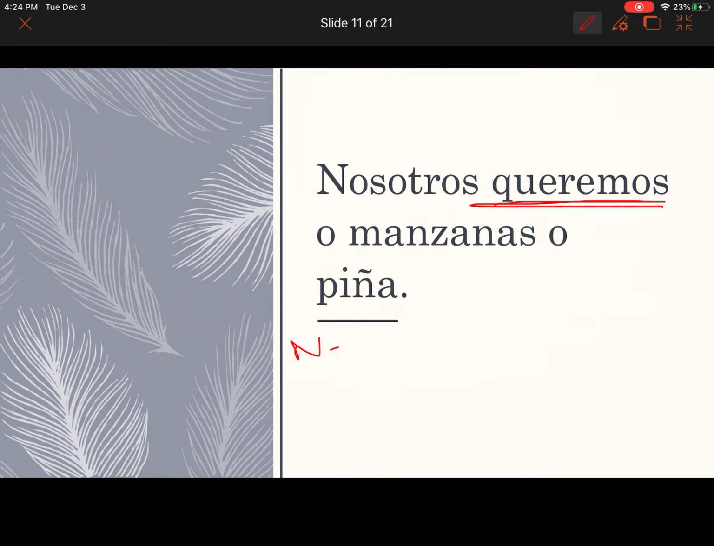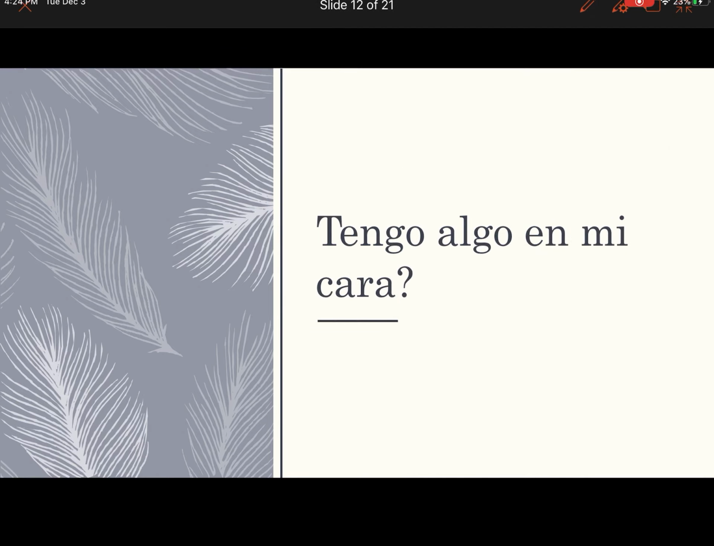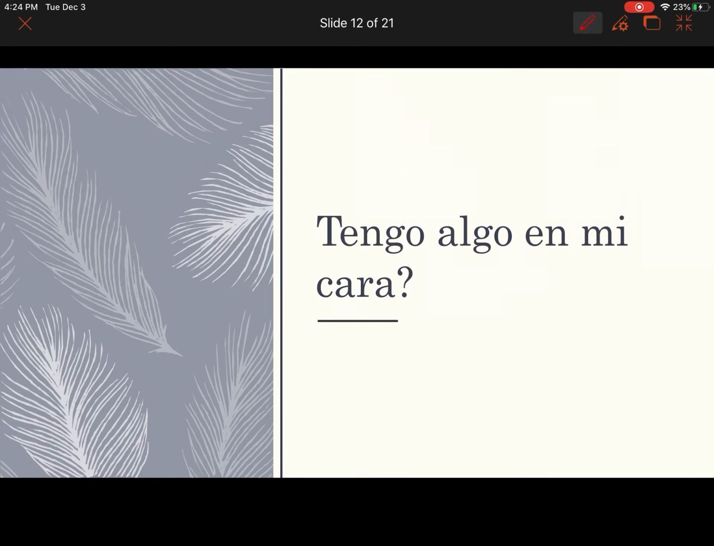So, no. Vosotros. Again, step 3 is putting a big no in front of the verb. Then the right form of the verb would not be queremos, it would be queréis, because we're doing the vosotros form. And then we're just going to change the o for ni. Ni manzanas, ni piña. And that's that. All the steps completed.